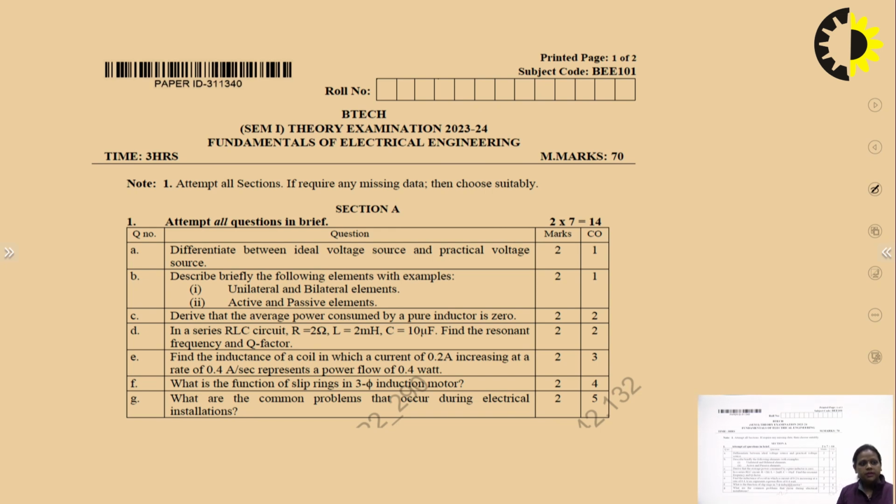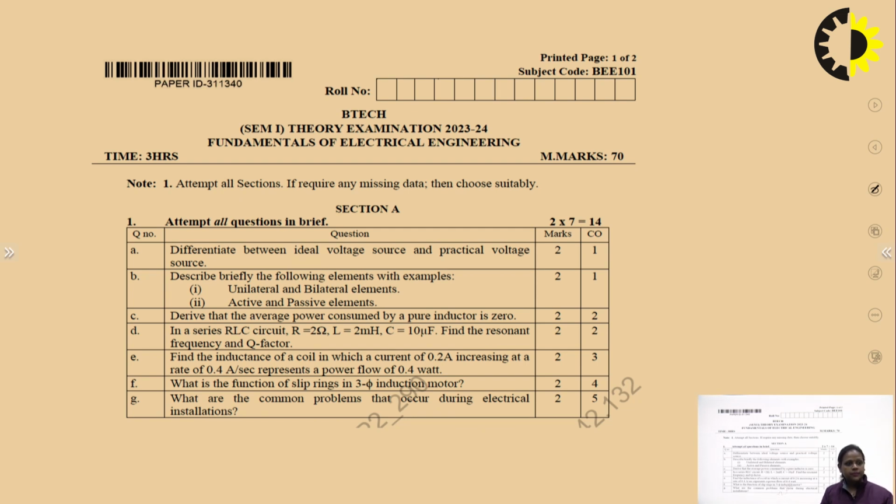Then part B, this is also from Unit 1. Describe briefly the following elements with example. The first is unilateral and bilateral elements. Second is active and passive element. Then question C is: derive that the average power consumed by the pure inductor is 0. The question can be changed to: derive that the average power consumed by the pure capacitor is 0, right? Both ways the question can come.